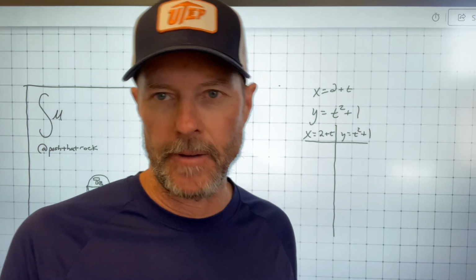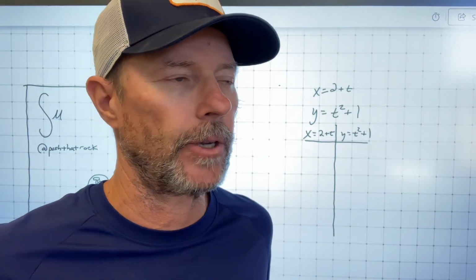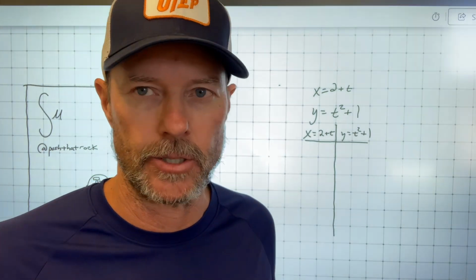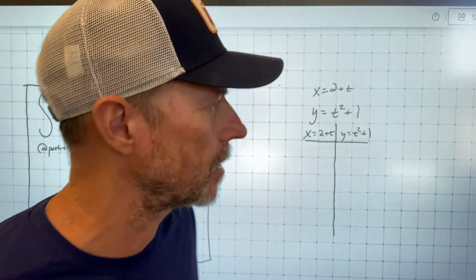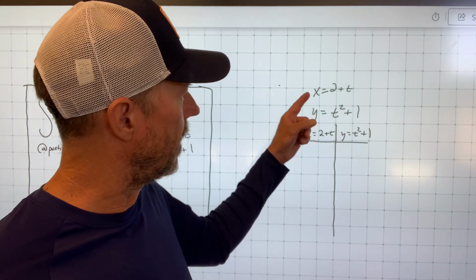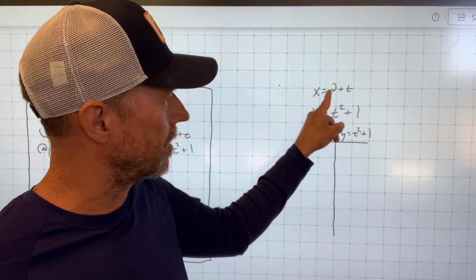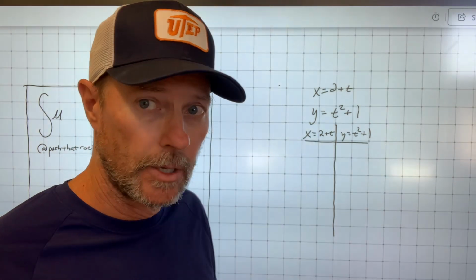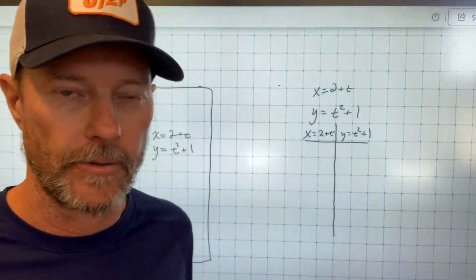It doesn't have to use that variable, but frequently the parameter is time, and so traditionally t is used as a parameter, but not always. And here we have x is defined as 2 greater than whatever t is, and y is defined as 1 greater than the square of whatever t is.